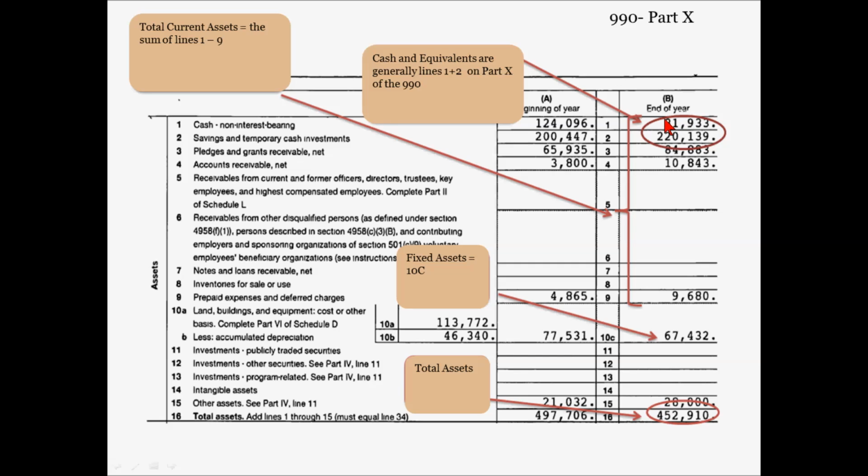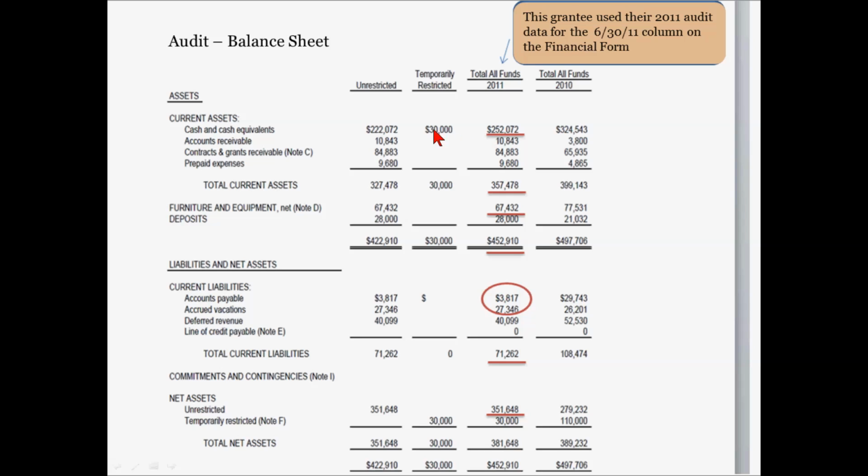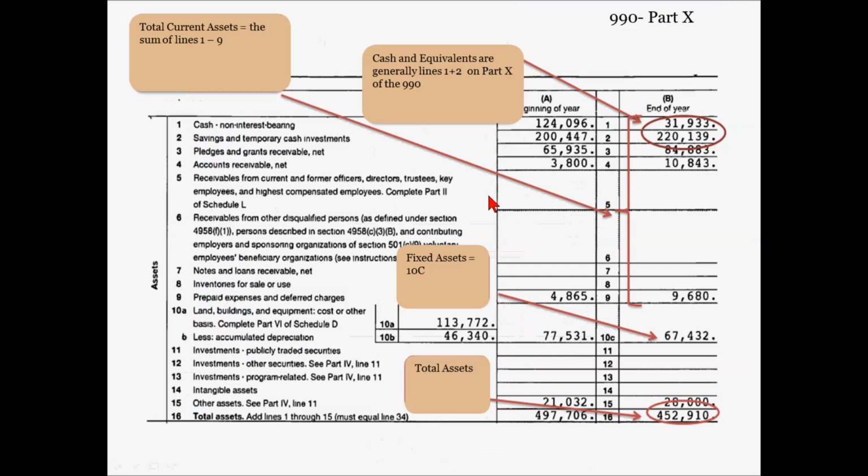Current assets. This represents the value of all assets that are reasonably expected to be converted into cash within 1 year in the normal course of business. Current assets include cash, accounts receivable, inventory, marketable securities, prepaid expenses, and other liquid assets that can be readily converted into cash. On the audit, you can see the line item, Total Current Assets. On the 990, Part 10, lines 1 through 9 must be summed to get total current assets.